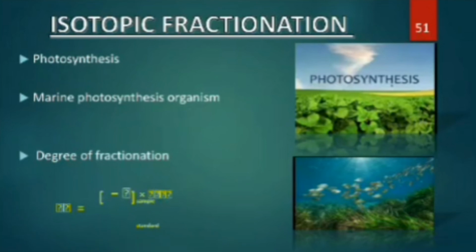Understand? To determine the degree of fractionation, there is an equation. It is the ratio C13 by C12 of the sample divided by C13 by C12 of the standard, minus 1, multiplied by 1000. This equation will give the degree of fractionation.